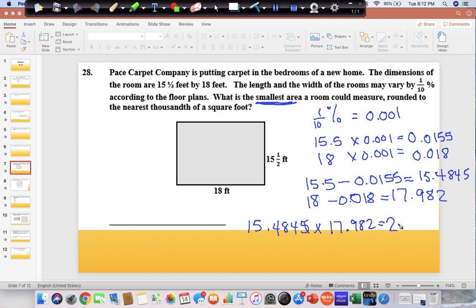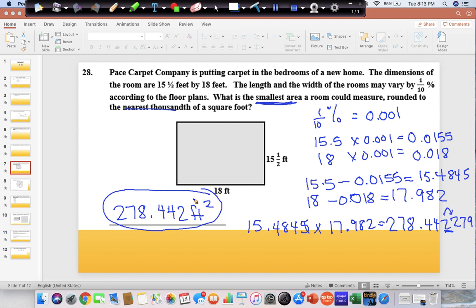Okay, and we get this long number. It said round to the nearest thousandth. Well, here is the nearest thousandth, and we want to look behind it. That 2 is not enough to bump it up, so our answer is going to be 278.442 thousandths feet squared, because we are talking about area here. Okay, that one was a long one for sure.